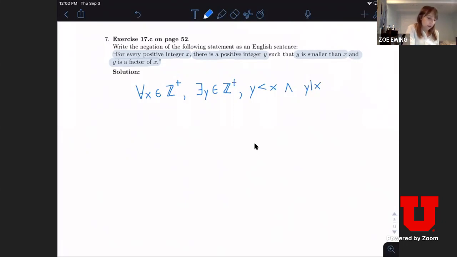And then let's go ahead and negate it. Okay, so for the negation on this one, I'll let you work on this one again since it's really similar to the last one, and then we'll go through the answer together.